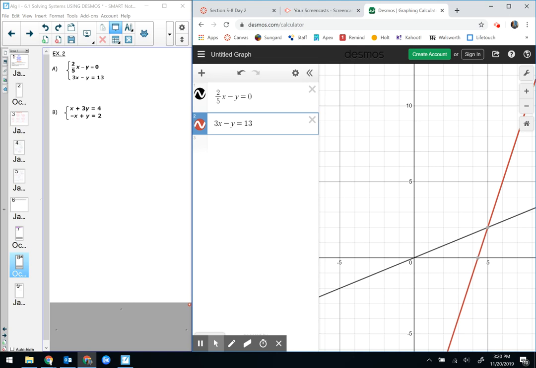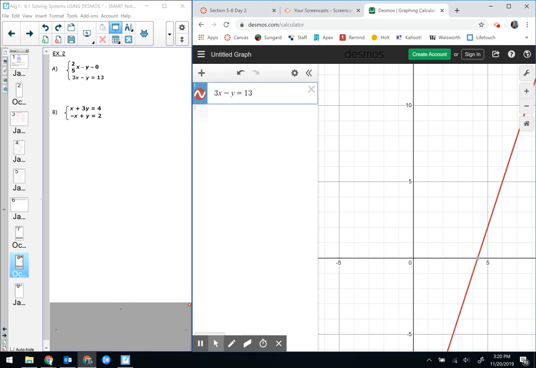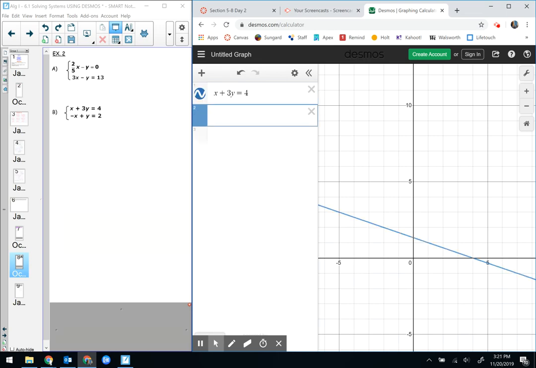Okay, let's try this last one here. X plus 3y equals 4. Negative x plus y equals 2. Where's the solution? Look at that, it even shows decimal values. That's ridiculous. This is so cool. Again, this is my version of cool, but it should be your version of cool too.